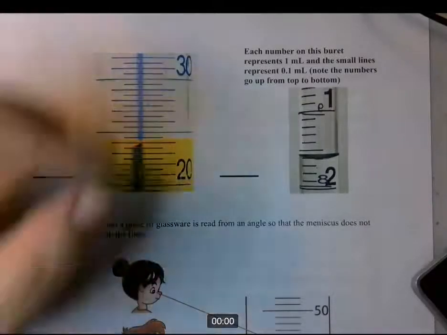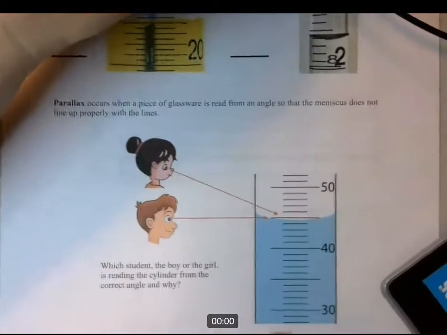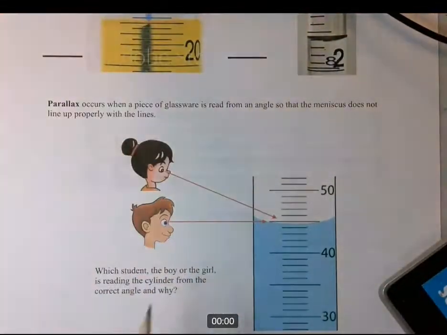different on a burette. Okay, this one's an easy one, and it's a concept I didn't put in the video, so I thought I'd put it in the assignment here. It's called parallax. It's how you read a cylinder or a burette. And so parallax occurs when a piece of glassware is read from an angle so that the meniscus does not line up properly with the lines.